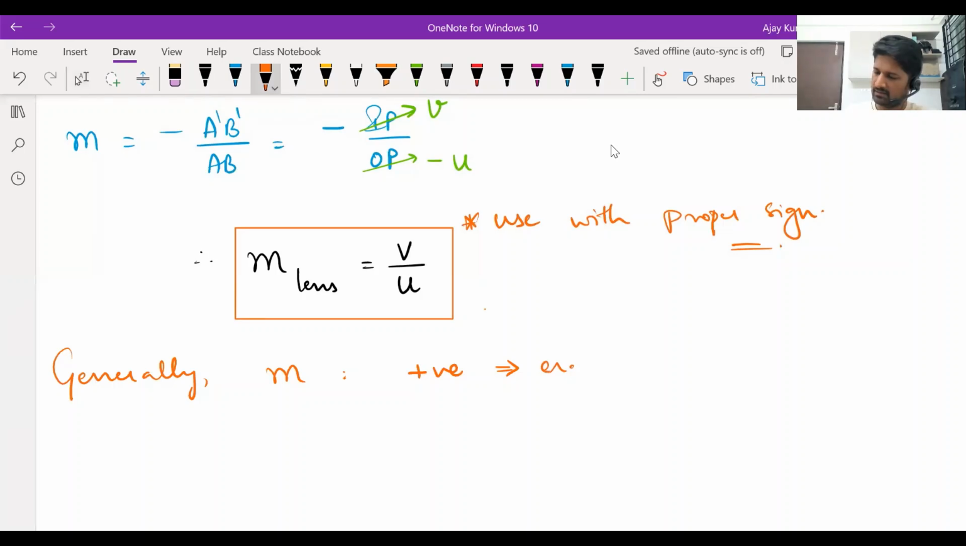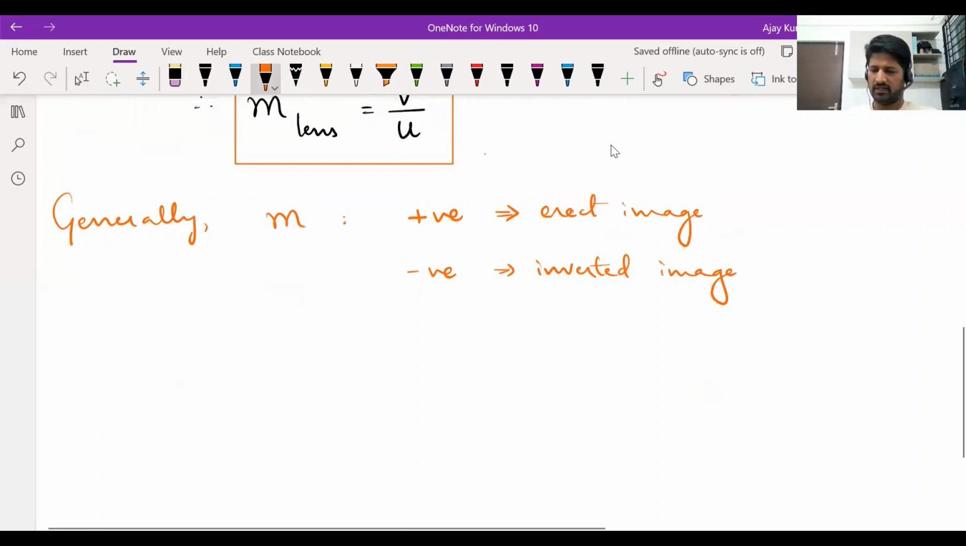Erect image or upright image, you can say. Okay, let's not even use the word upright. Basically, what it means is that the image has the same orientation as the object. Okay, that is what positive magnification means. And if magnification is negative, it's an inverted image. Image orientation will be opposite to the object orientation. Okay, that's all. That is all positive and negative suggest.